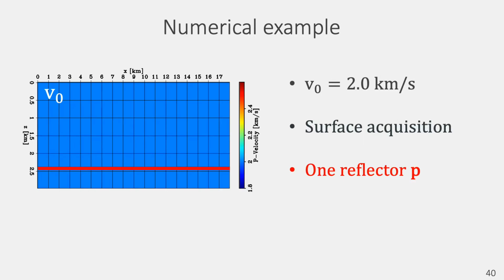Following the same philosophy as in the cartoon illustration, we now consider the following numerical example. We have a homogeneous Earth and a background velocity model set to 2 km per second. We also consider a surface acquisition setting where we place multiple sources and receivers. And finally, we're also given a horizontal reflector, shown in the red line at a depth of 2.4 kilometers, which will play the role of our reflectivity.